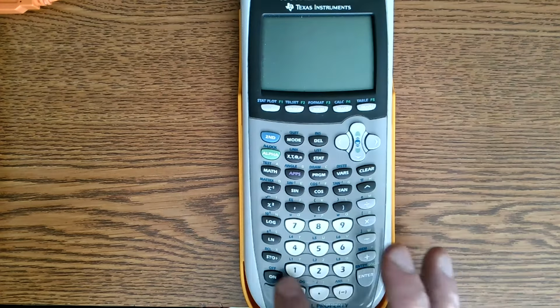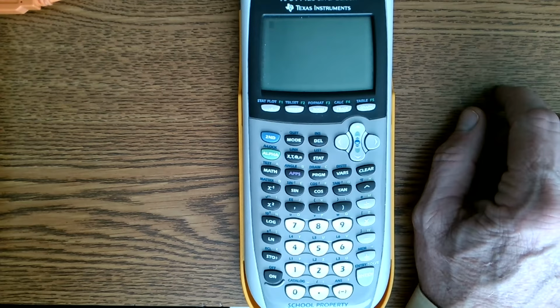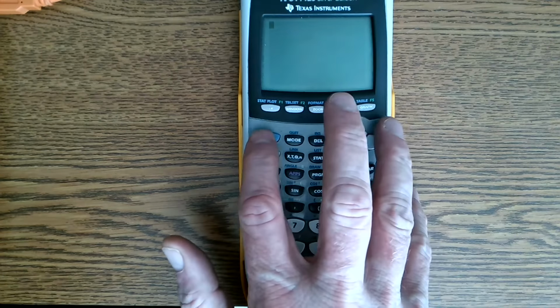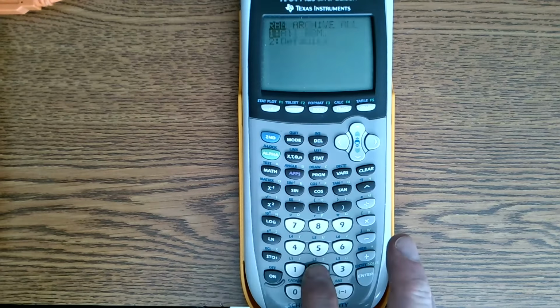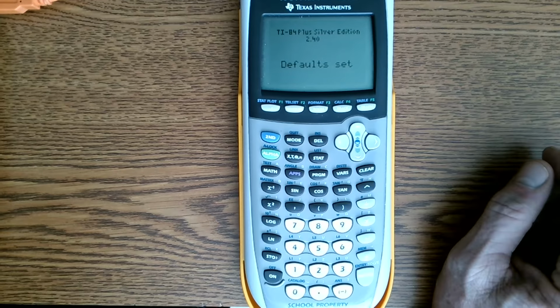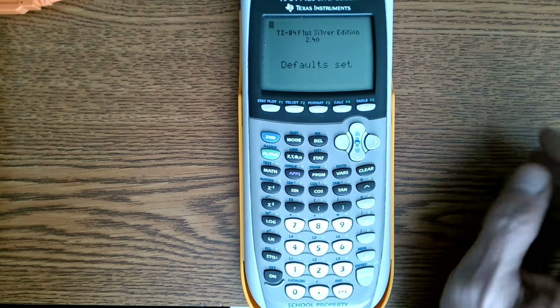So the first thing we need to do is turn our calculator on. And as we know from previous tutorials, we want to reset it back to the factory settings. So we do that by hitting second plus 7 2 2. Now we are back to our factory settings.